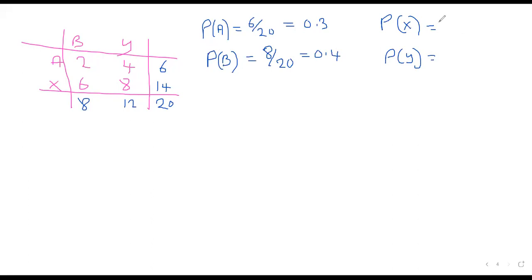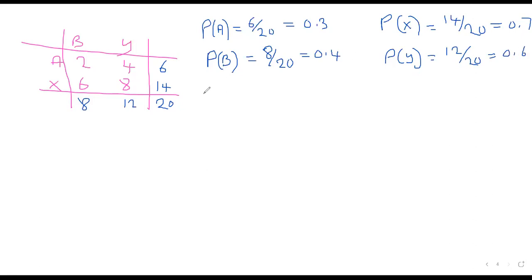Probability of X? X is 14 over 20, which is 0.7. Then Y? Y is 12 over 20, correct? Which is what? 0.6.